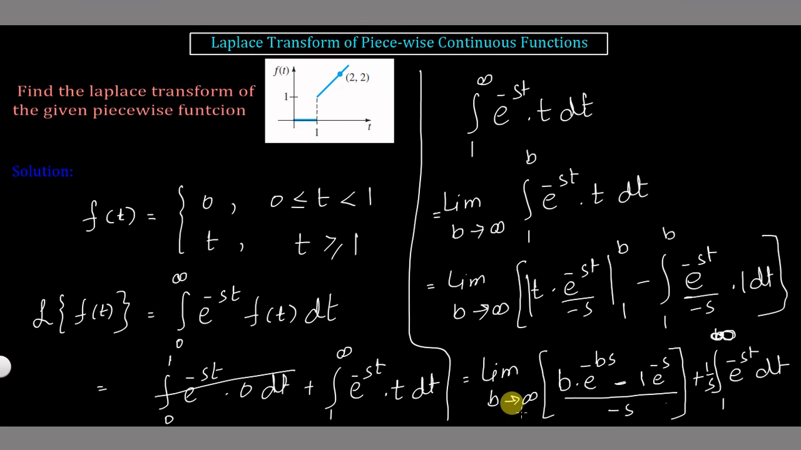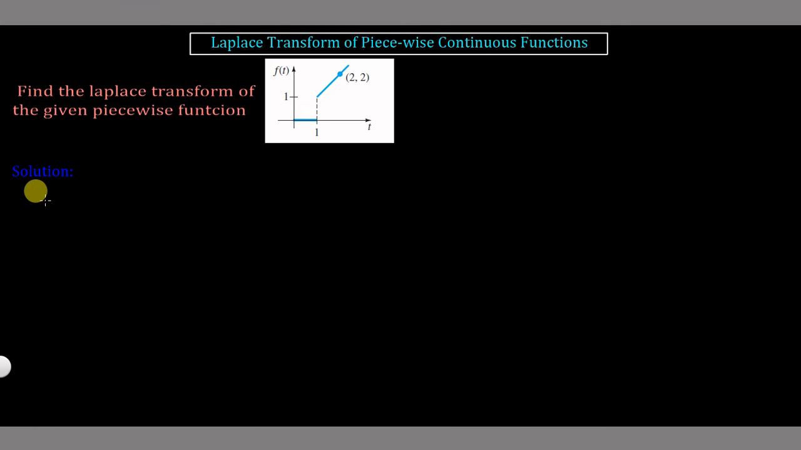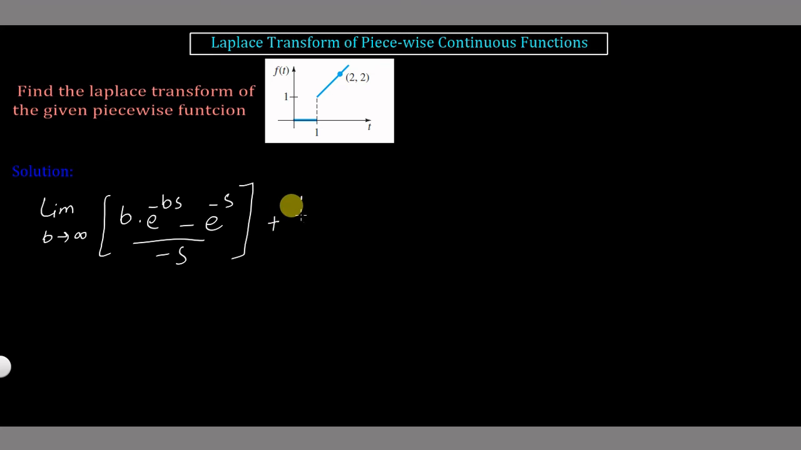of this sign. Now I can write again limit b approaches infinity, and we have b dot e raised to the power minus bs minus e raised to the power minus s divided by minus s, and we have removed the limit sign from here, so it will become from 1 to infinity e raised to the power minus st. What we have done here is just copy and paste the previous step over here. Now we will continue this expression.